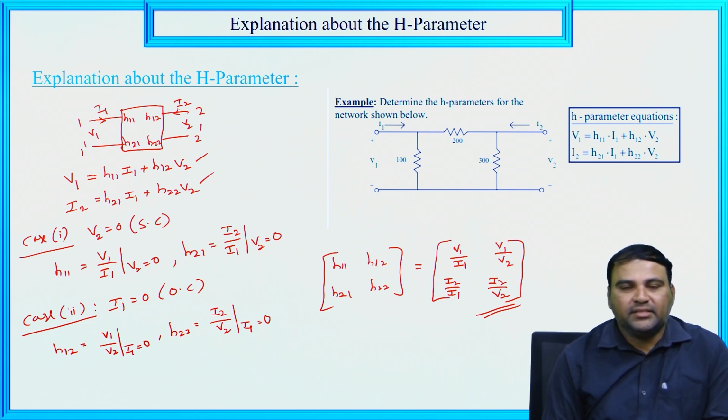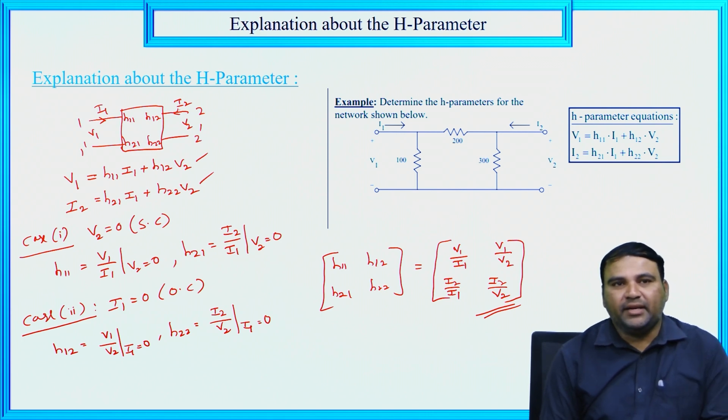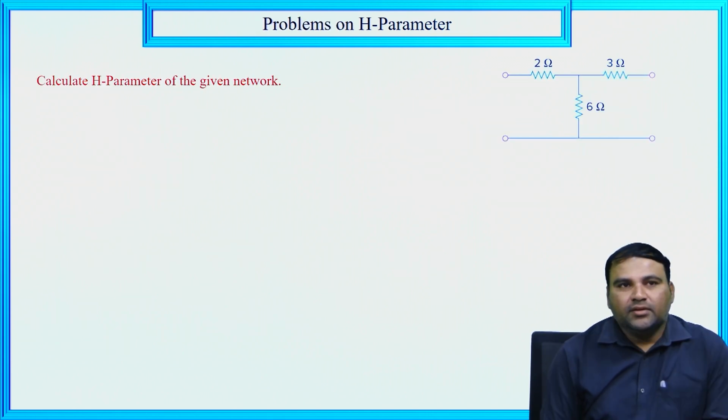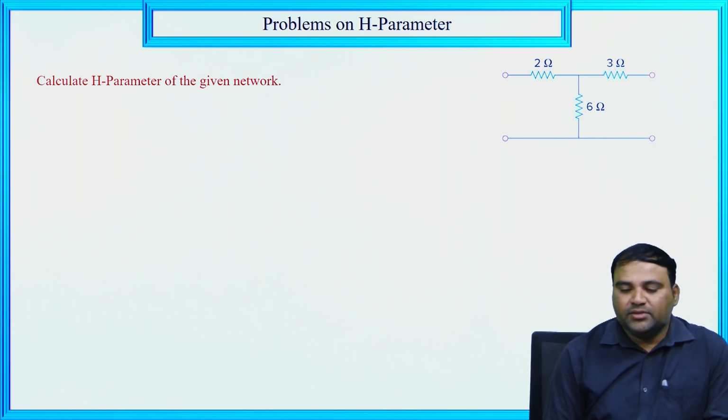Now we are going to discuss the problems on the H parameter, right? Here we need to calculate the H parameters of the given two-port network. We have a T-type two-port network. In this two-port network, we have to find the H parameters H11, H12, H21 and H22, right?